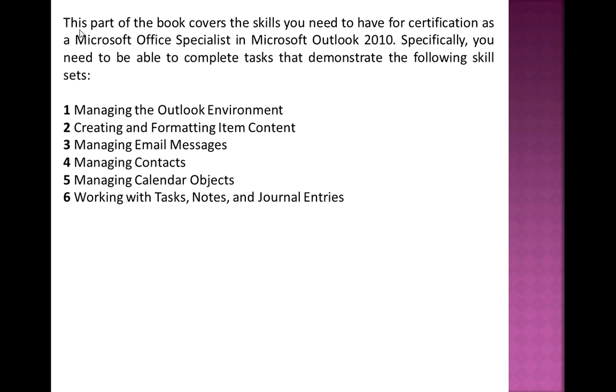Second chapter is creating and formatting item contents, means how to create and format the items used in sending and receiving emails. Then managing email messages. In this we will cover how to manage the different email messages that we want to send and receive from sender to receiver. In the same way, the fourth chapter is how to manage contacts. Suppose I have 9 contacts or 16 contacts, so I have to manage them. This chapter includes all the procedures used for managing contacts.